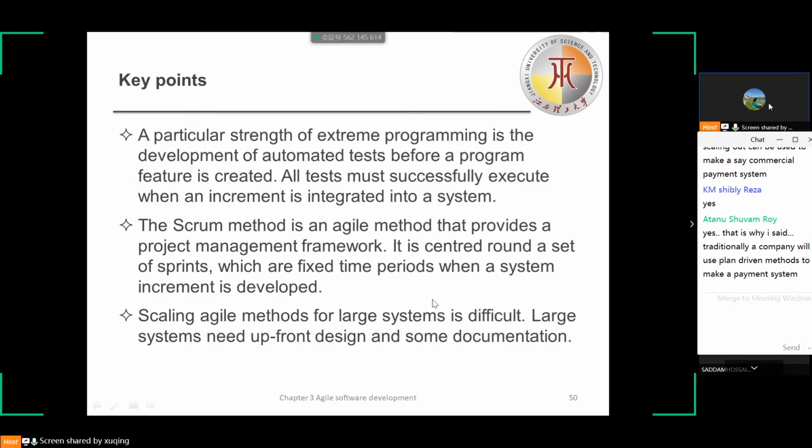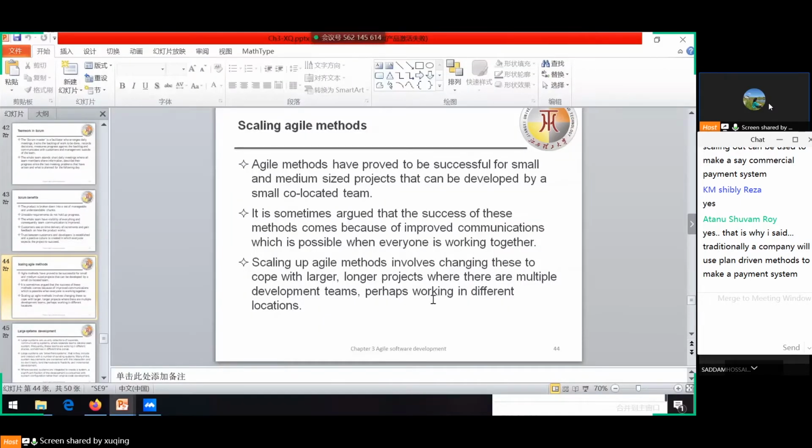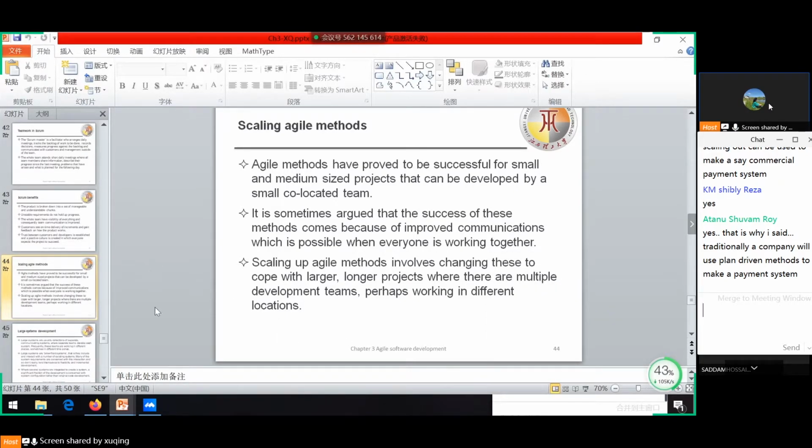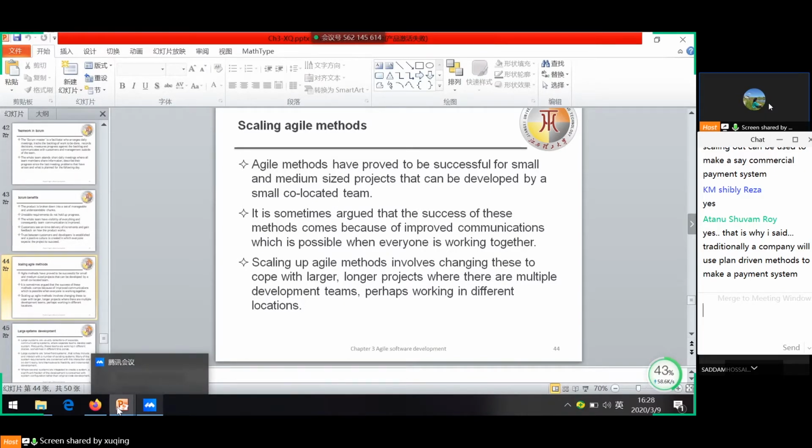And scaling agile methods for large systems is difficult, as large systems need upfront design and some documentation. So usually we say agile methods are appropriate for small and medium systems. Okay, this is this chapter, the development of agile methods.